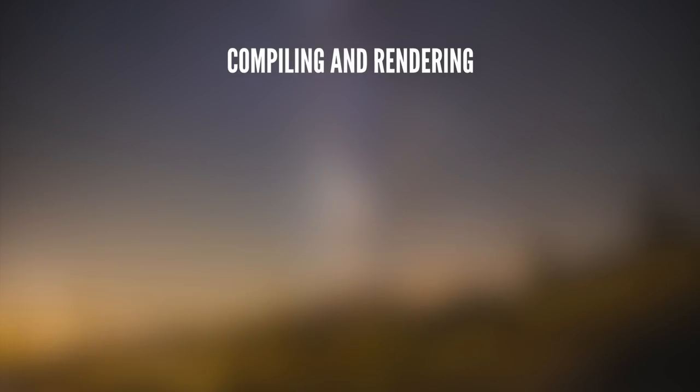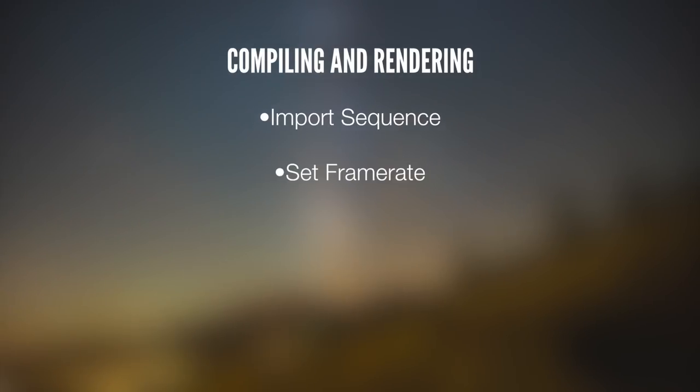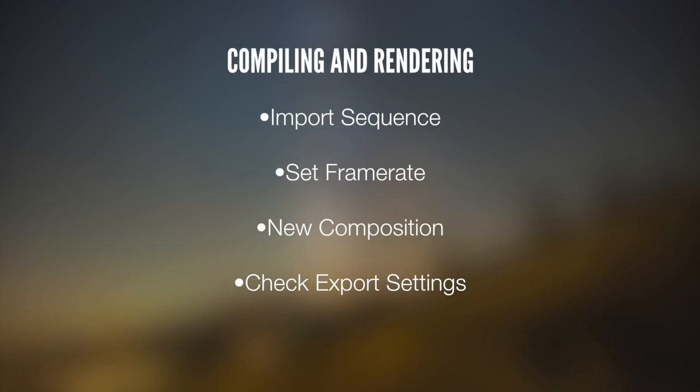Okay, now that we have all of our images exported to JPEG, we're ready to compile the image sequence into the final video using Adobe After Effects. So in this section, we'll import the JPEG sequence, set the frame rate, create a new composition, and check our export settings and render the video.